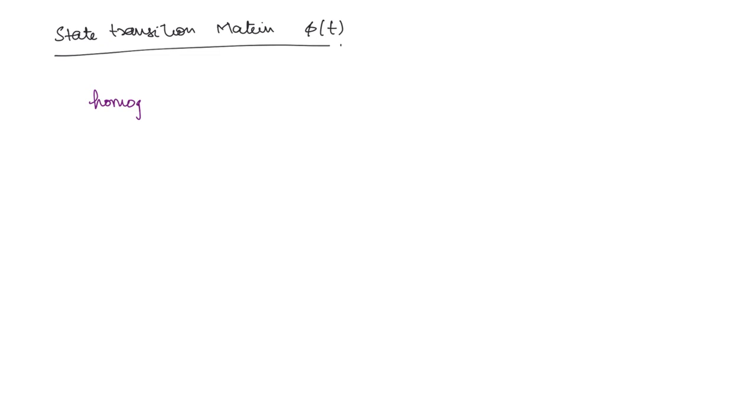Let us now talk about the state transition matrix. So this is represented as phi of t. So what is the state transition matrix? If you consider the homogeneous state equation, what is meant by homogeneous? It means without the effect of the input vector. So that means taking u of t is equal to 0.